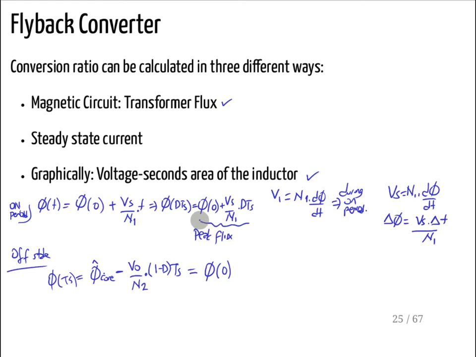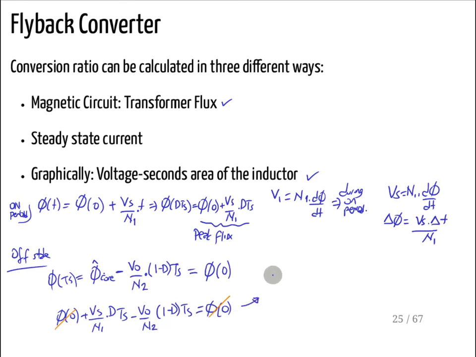So okay, I can combine that one. That was the peak flux, so I can put it here. So it is, let me write here, plus Vs divided by M1 times dTs minus Vo divided by N2 times (1 minus d)Ts is equal to the initial flux. So it is actually no different than writing the voltage-second balance for the inductor. It is the same relations really.